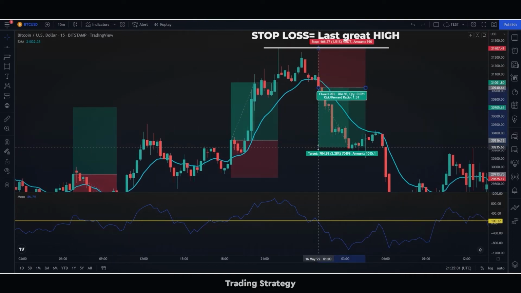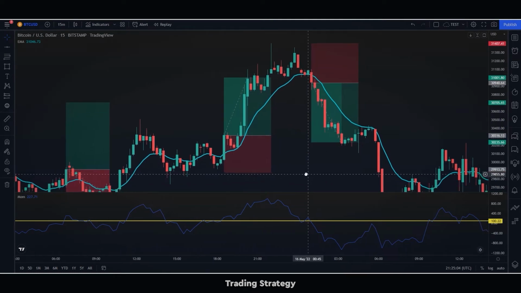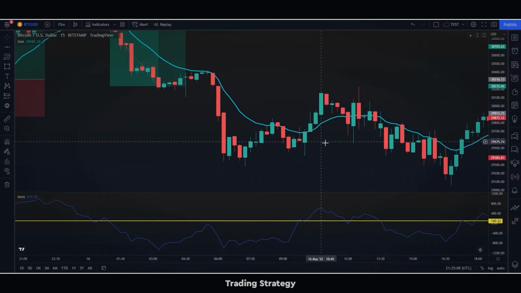Both for the buy and sell operation, it is very important that the candle crosses the EMA of 13, that is, that the candle opens on one side of the EMA and closes on the other side. If this is not the case, it is better not to perform the operation.